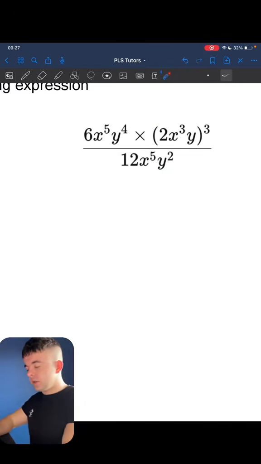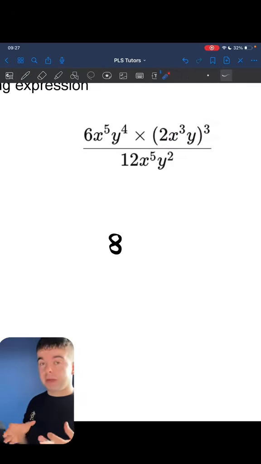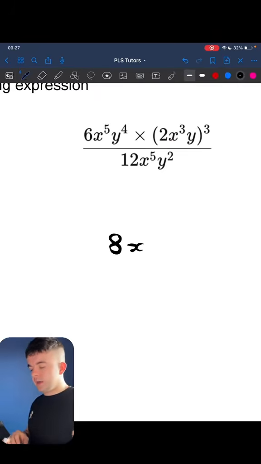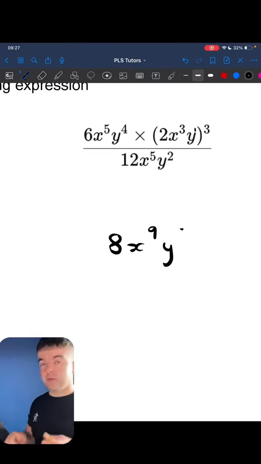Now numbers you would just treat normally. So you would just do 2 to the power of 3. That would give you 8 straight away. And then when you have powers and brackets, you multiply them. So for example, you're going to do 3 times 3, meaning you end up with x to the 9. Now the y technically has a power of 1 there, we just don't write it. So 1 times 3 means the y is now to the power of 3, right?